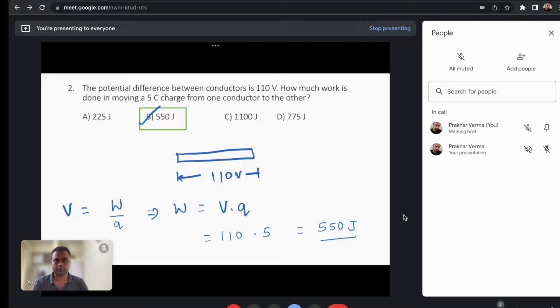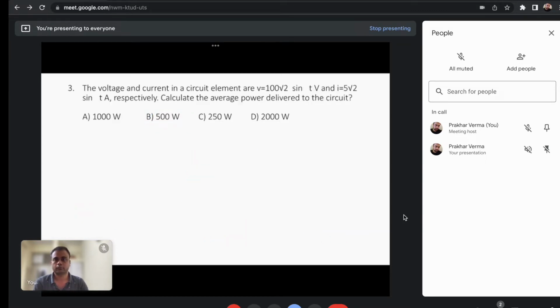Moving to the next question. These are simple questions and should be solved. Typical MCQ type question. The third question: voltage and current in a circuit element are given. The voltage is 100 square root 2 sin t volts, and the current is 5 square root 2 sin t amperes. We have to calculate the average power delivered to the circuit.